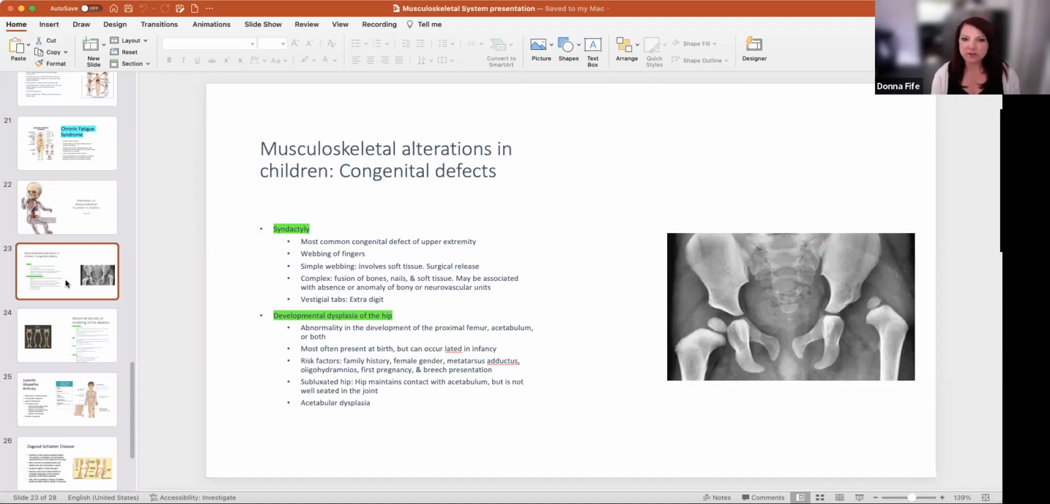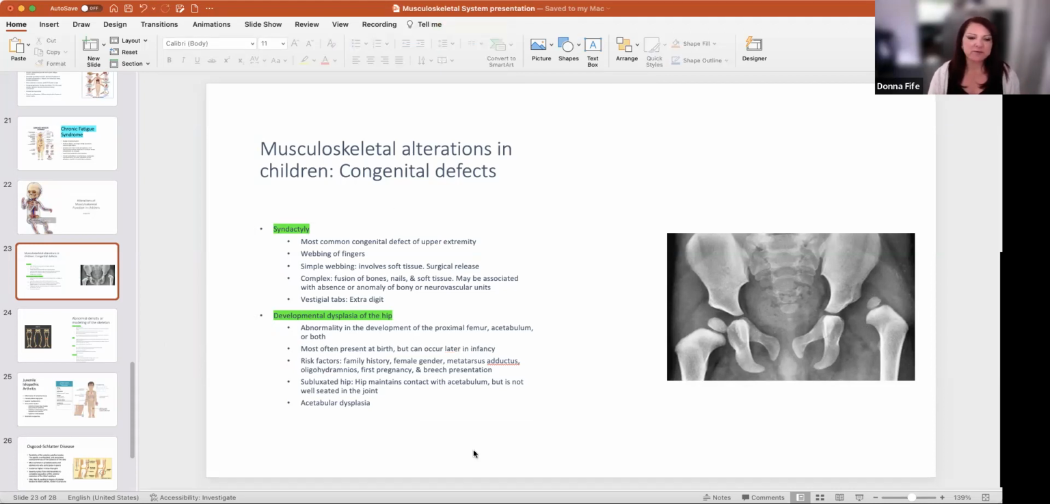Developmental dysplasia of the hip. This is an abnormality in the development of the proximal femur, acetabulum, or both. Most often present at birth, but this can occur later in infancy.